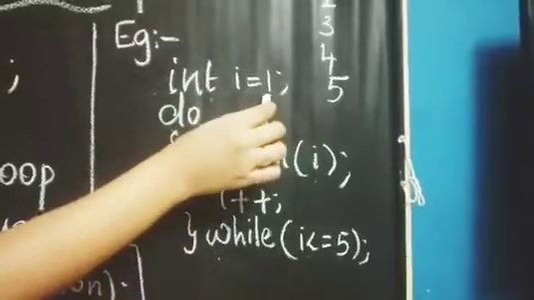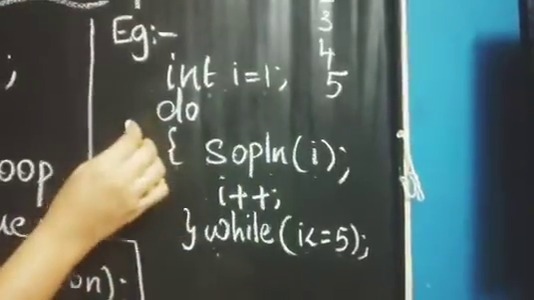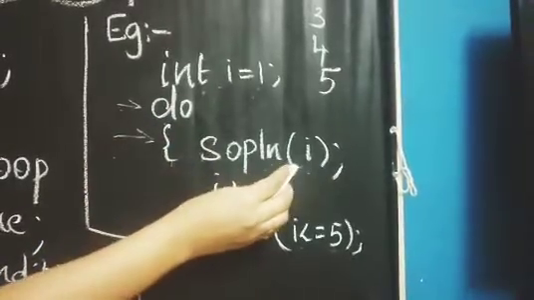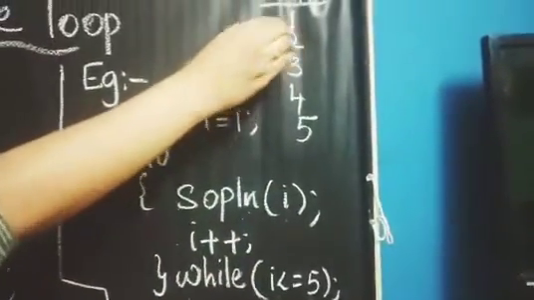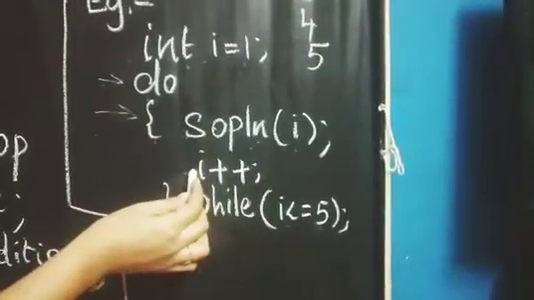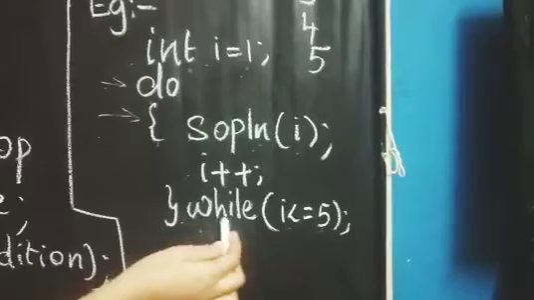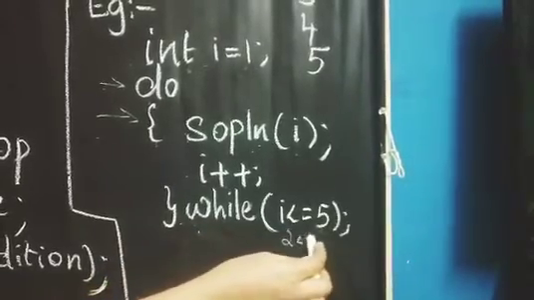So I is actually 1. So first statement is like it will check do, then block started, SOP ln of I. So I gets printed there 1. Then again I plus plus, I will become 2. Then again it comes while I is less than or equal to 5.